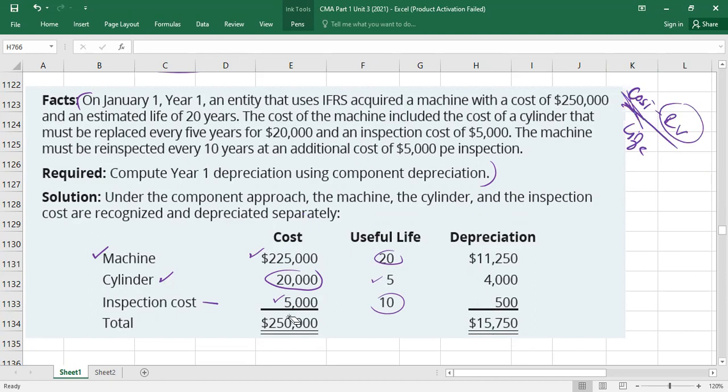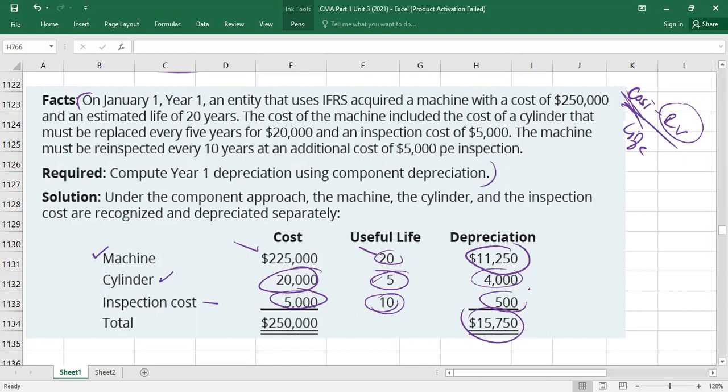So machine cost is how much? 225,000. Life is how many years? 20. This is the annual depreciation. Understood? Cylinder cost is 20,000. Life is 5 years. Annual depreciation is 4,000. Inspection cost is 5,000. Life is 10 years. Depreciation is 500. So the depreciation in the first year will be how much? 15,750 for all components. Right? Right or wrong? Understood? So this is the component method.